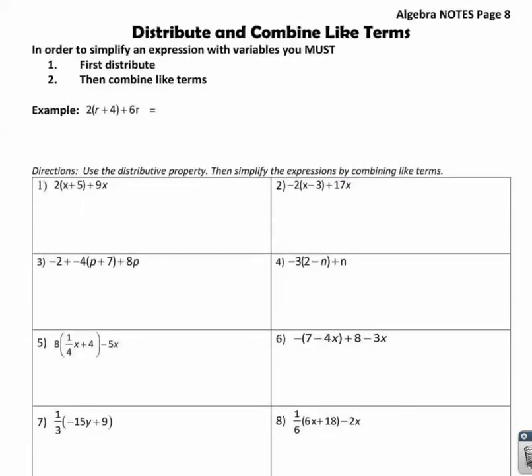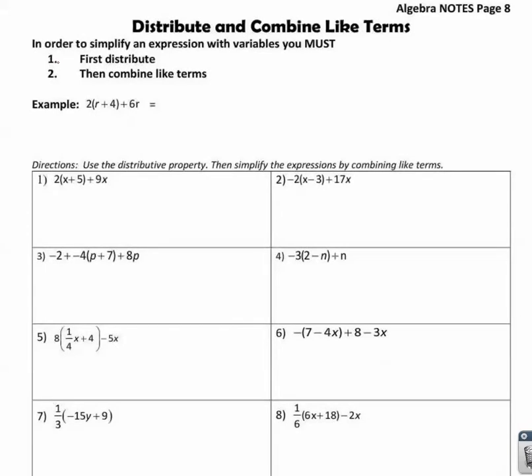So now let's look at distributive property and combining like terms. So first you must distribute like we just did on the other page. Then you have to combine any like terms. So for example, I'm going to distribute my 2 to each term on the inside of the parentheses to get 2r plus 8. I'm going to bring over my plus 6r. Now I need to combine all my like terms. So 2r plus 6r is 8r. Bring down your plus 8.